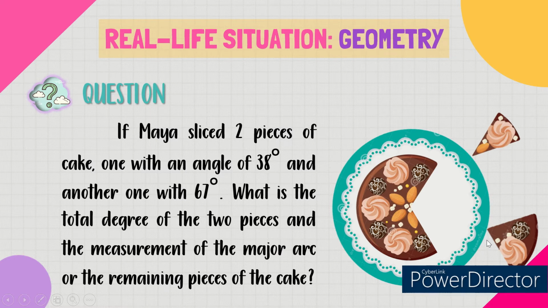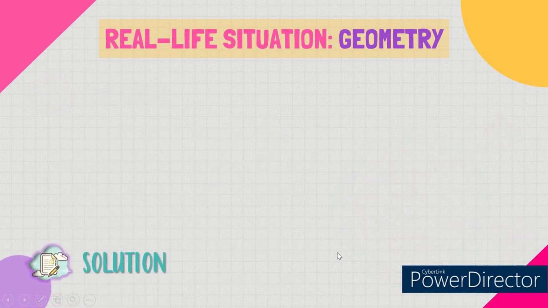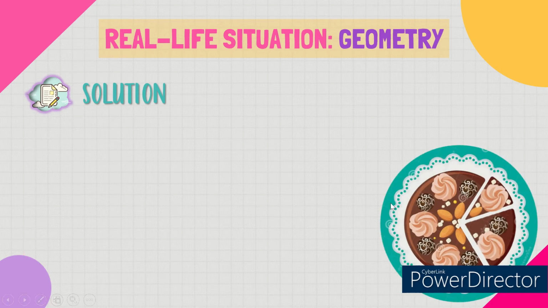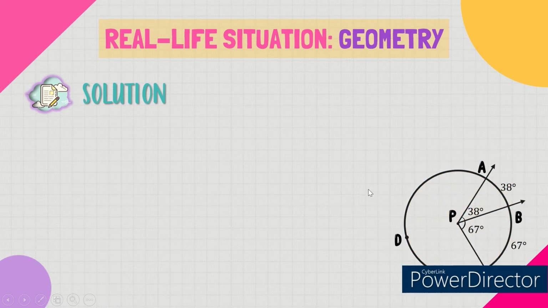And another type of arc is the semicircle, which is an arc with a measurement of exactly 180 degrees. So now, let's go to the solution. Okay, so this is the cake from the previous slide earlier. So let me use another figure for you guys to understand what I'm saying.